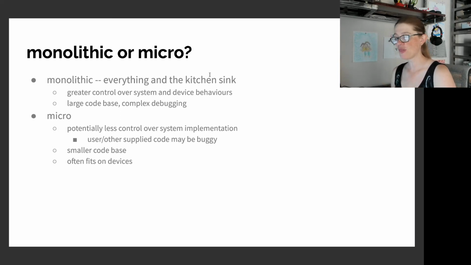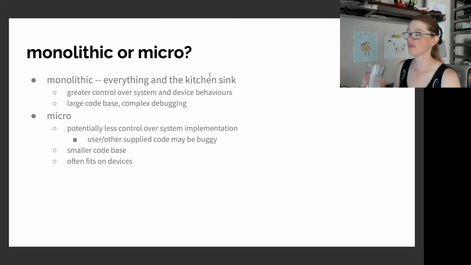The other thing is, you want to go micro. Why would you go micro if it's harder to implement? Because it is hard to implement. Why would you go micro? Because you want to put it on a device. So you want an embedded operating system on a device. QNX, for example, is often embedded.